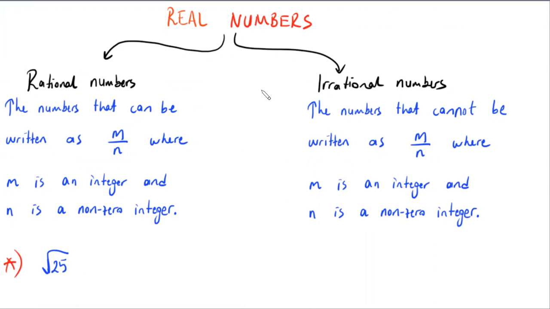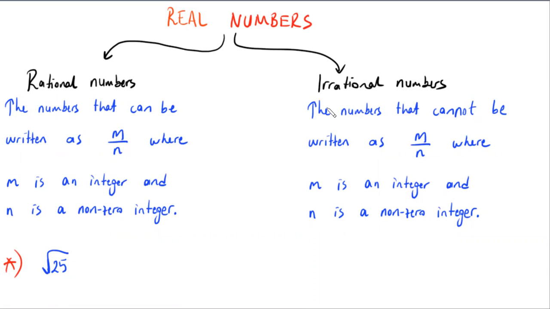So real numbers are divided into two sets of numbers, rational numbers and irrational numbers. So we can say that a real number is either a rational number or an irrational number. The numbers that can be written as m over n, where m is an integer and n is a non-zero integer, are called rational numbers, okay? So we're going to give some examples. And what is an irrational number? The number that cannot be written as m over n.